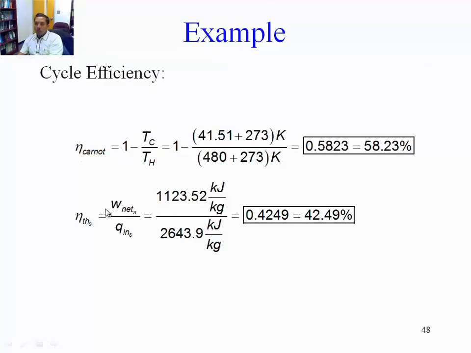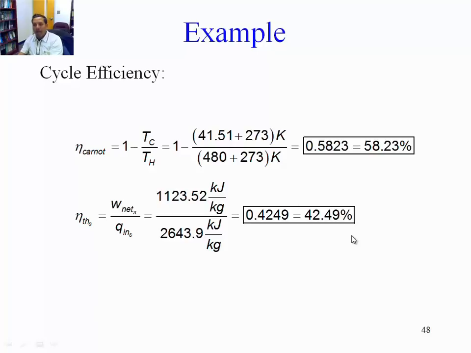So now, if we do the analysis, the Carnot efficiency doesn't change. The lowest temperature in the system is the same, 41.51 degrees. The highest temperature in the system is the same, 480. That yields a Carnot efficiency of 58.23%. That's the highest theoretical efficiency that you can achieve in a power cycle like this.